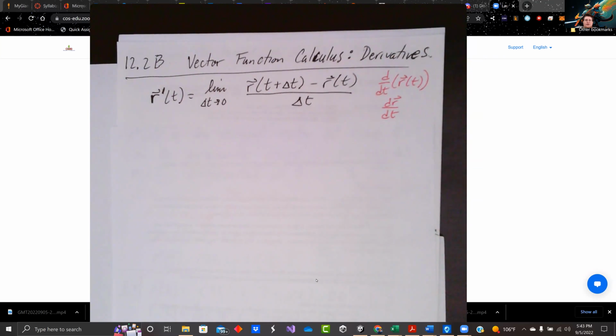We're going to continue 12.2 in Calculus 3. We're looking at vector function calculus. We're going to do derivatives. Look at what the derivative is.